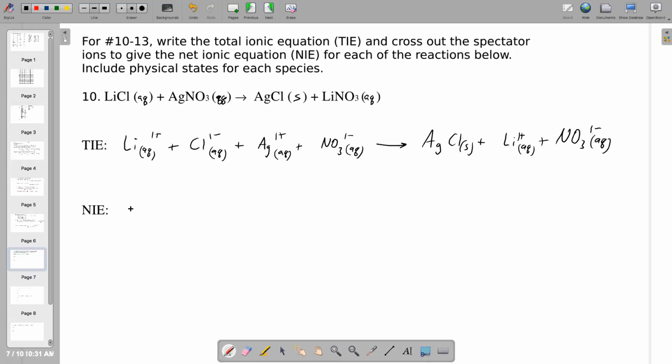So the only thing that is different, and it doesn't matter the order, but usually we prefer to write the positive things first. But it really doesn't matter. You can write silver or chlorine then silver. It doesn't make any difference. It really doesn't matter. It just looks better. I don't know.